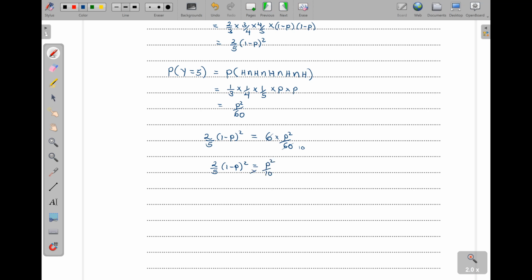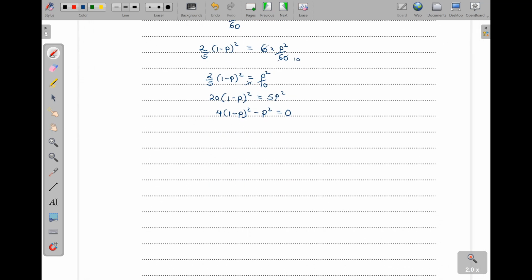When we cross multiply, we can have 20 into 1 minus p squared, then is equal to 5p squared. I can divide all through by 5. That means here I can have 4 into 1 minus p squared. You can open the brackets and simplify that. But I can use a difference of 2 squares. This one here is the same as 2 into 1 minus p, all squared, minus p squared, which is equal to 0. And since we know that for difference of 2 squares, a squared minus b squared is equal to a plus b, then into a minus b, that means we can have this 2 minus 2p.